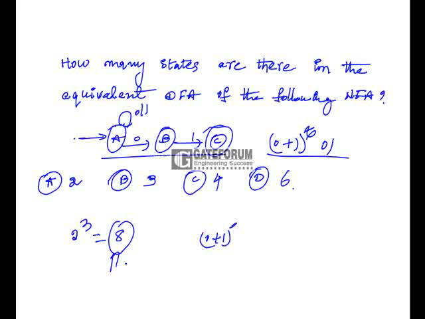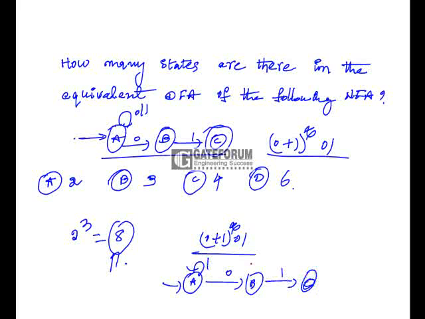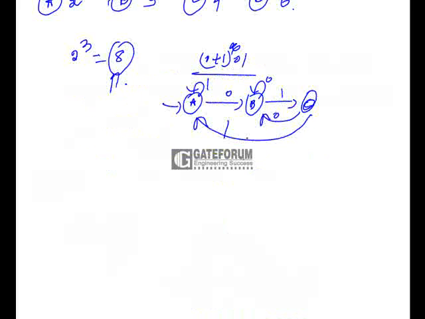For (0+1)* 0 1, the DFA will be like this. We can consider like this, 0, 1. This is C. Before that we can have 1, we can have 0 here, we can have 0, we can have 1 here. So this is the DFA for accepting strings ending with 01. So 3 states are sufficient. Option B is the right option here.